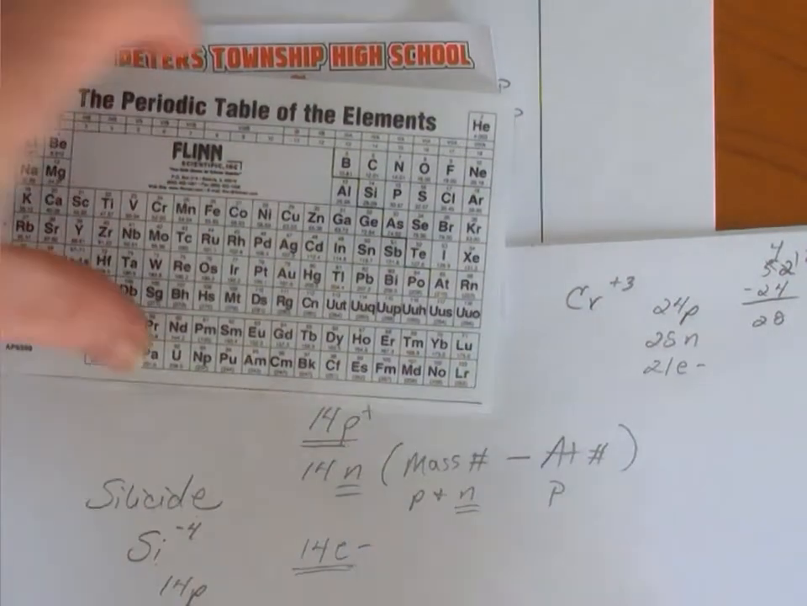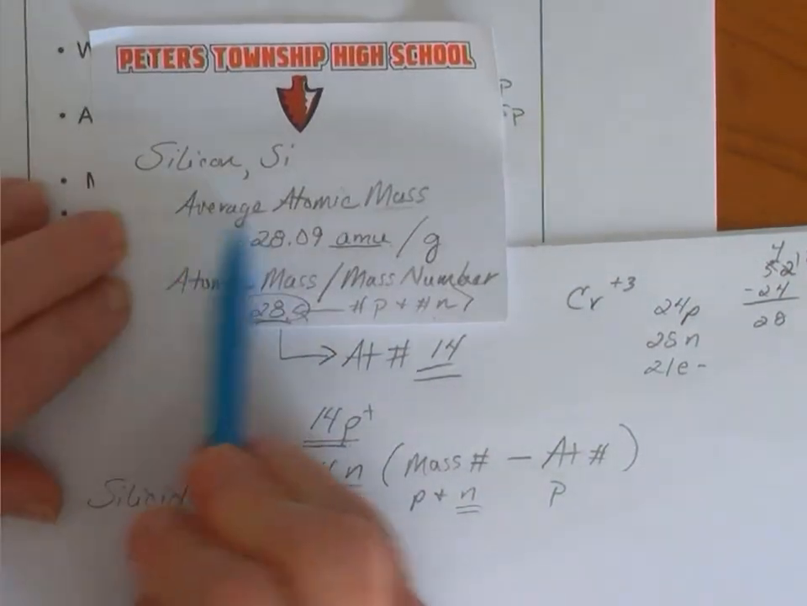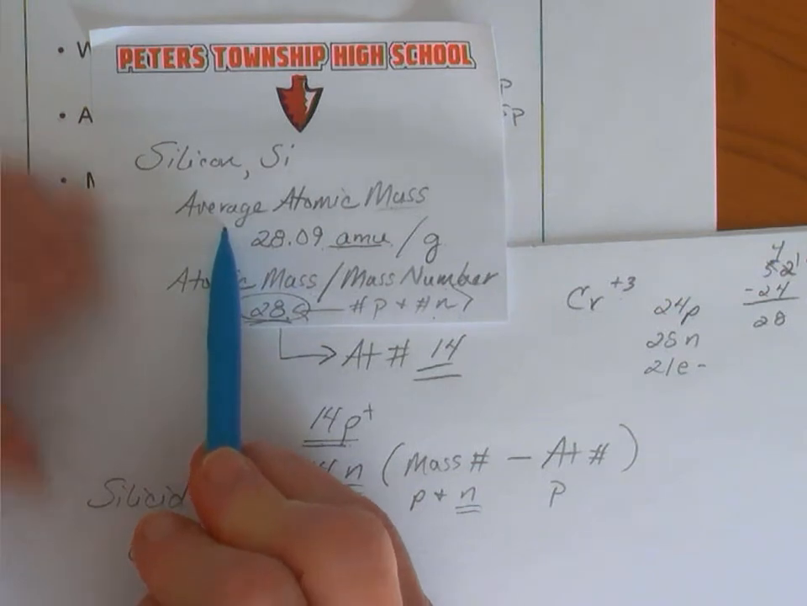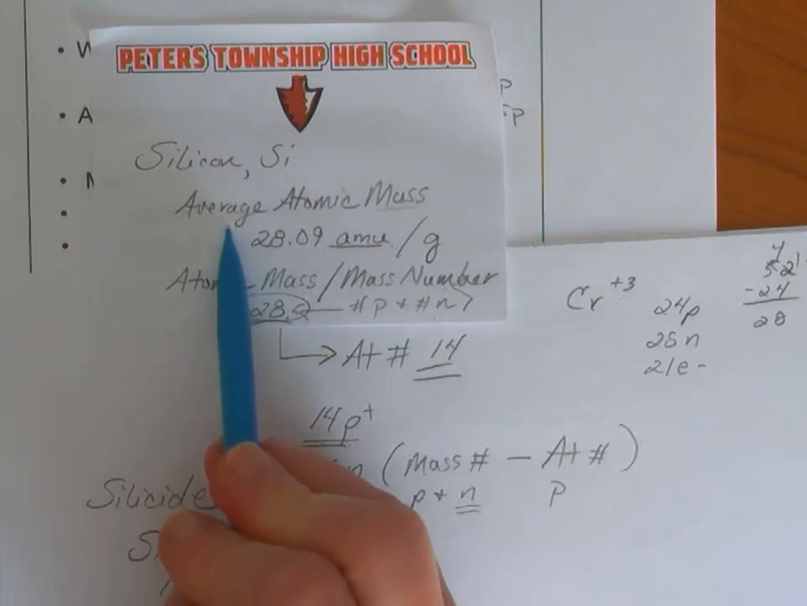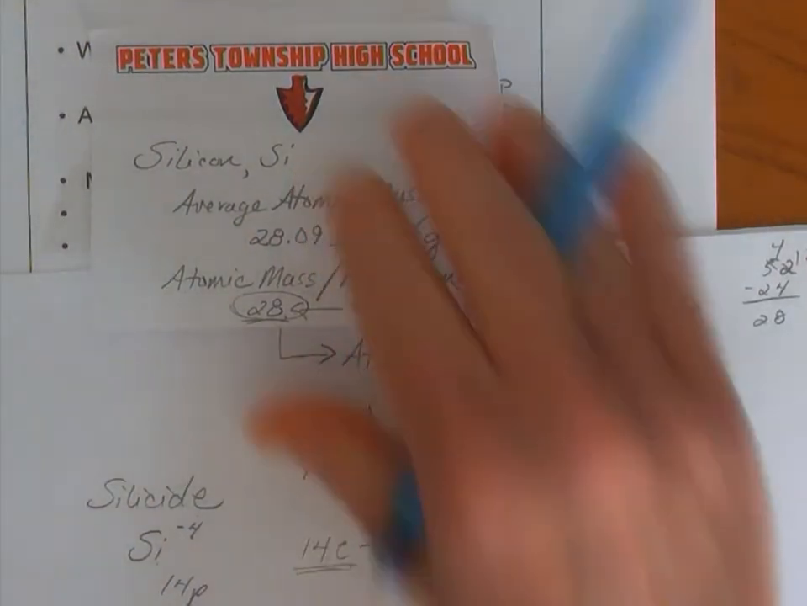All right. Now, why do we call this an average? Because it takes into account the isotopes of every element, which we'll get to in just a moment.